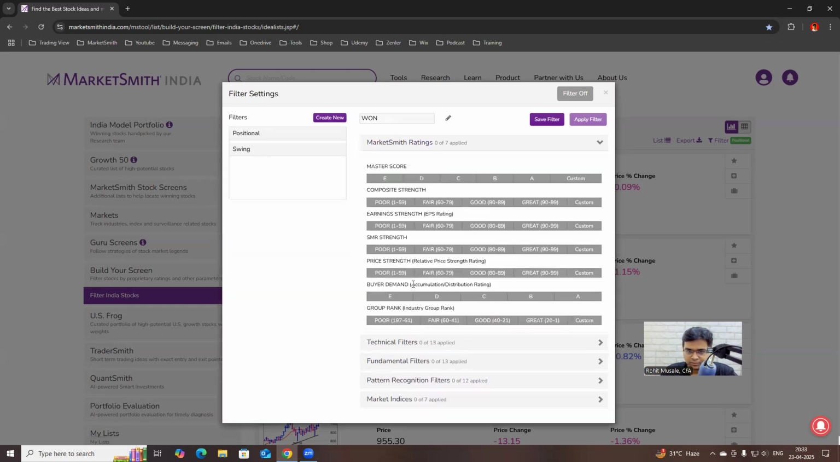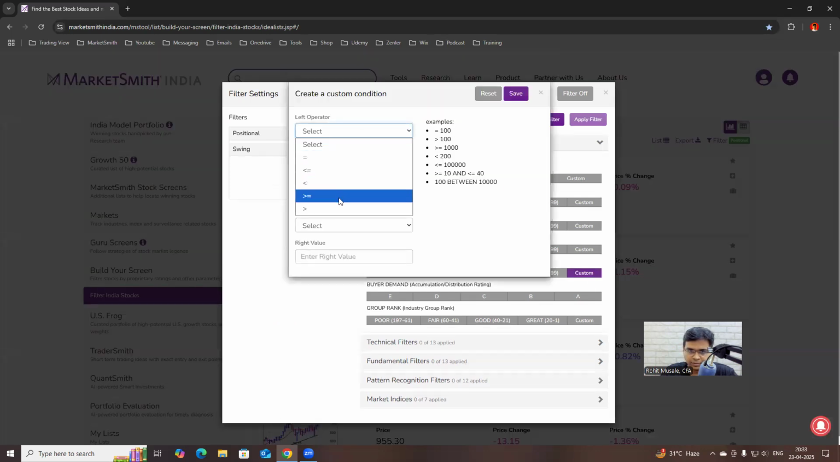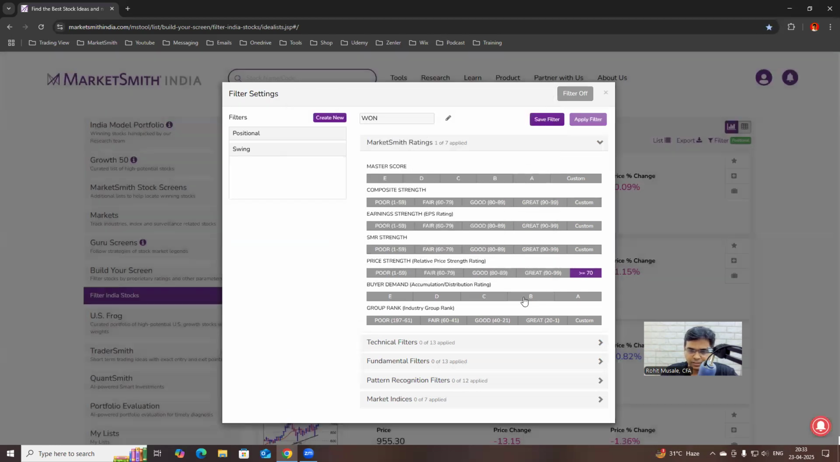So MarketSmith ratings. The first thing I will tell you, he would go to relative strength rating greater than or equal to 70, because in his book he has clearly written that never buy a stock which has a RS rating of less than 70, which means what? He is open to looking at stocks which have relative strength of 70 or more. So that's the first filter for you. Okay. Next, in his book, I think in the later part of the book, he talks about institutional demand. Okay. Majority of the leading stocks of the past had a buyer demand rating of A or B. So he would select this. Okay. He would begin with this.